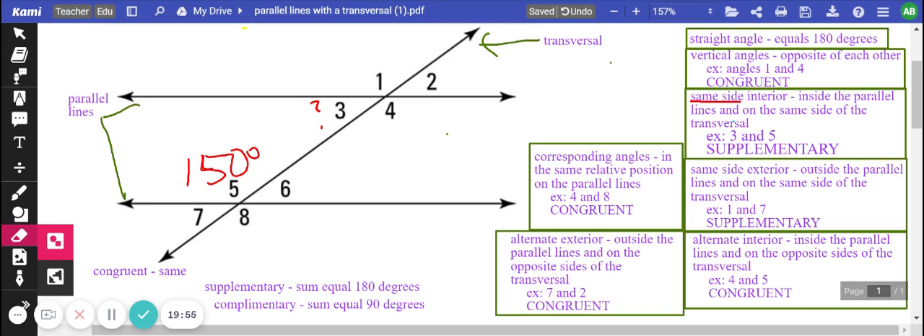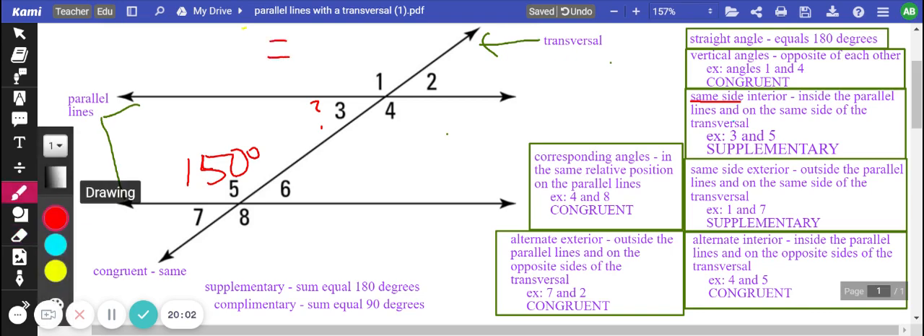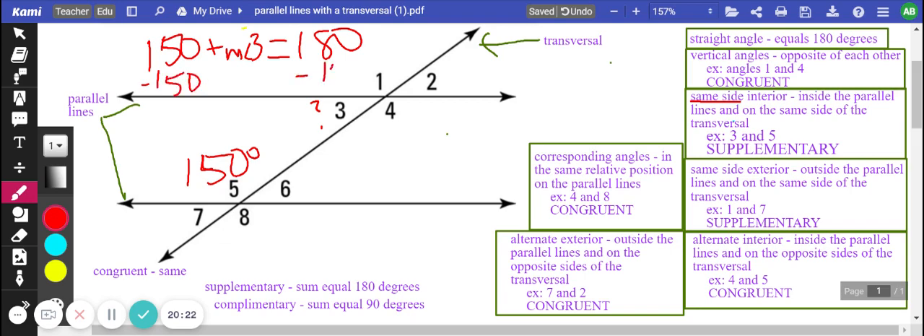So they are supplementary. That means when I add them together, they have to equal 180 degrees. So 150 plus the measure of angle 3 equals 180 degrees. So if I subtract both sides by 150, I get that angle 3 is equal to 30 degrees.